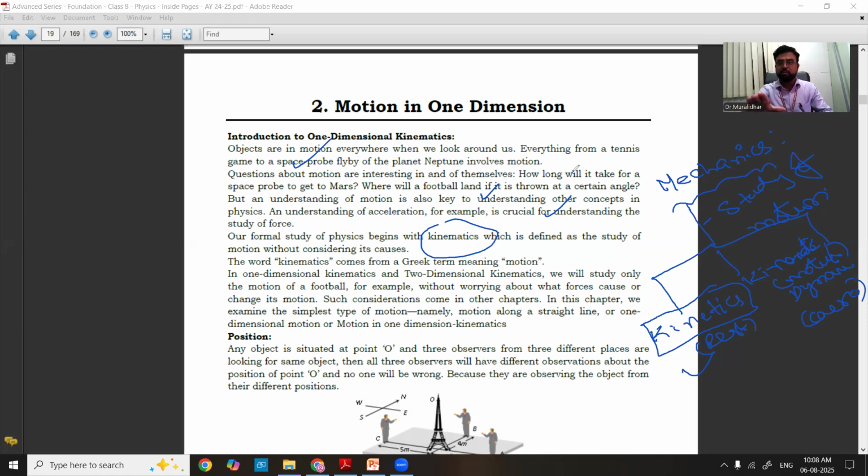For example, you are standing in the classroom center, and two of your friends come and pull you on either side. Those two are applying the same force. So where will you go? You won't move either to that side or this side. You will be at the same position. That means you are at rest only, because you are not changing the position.